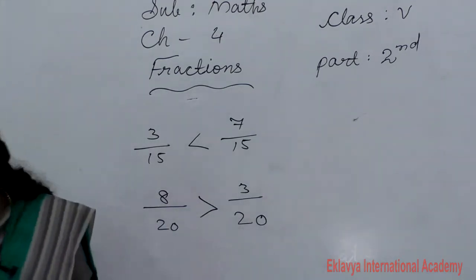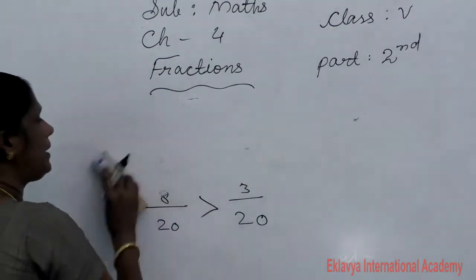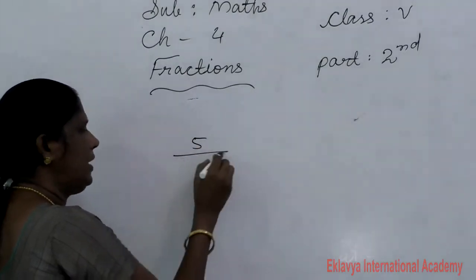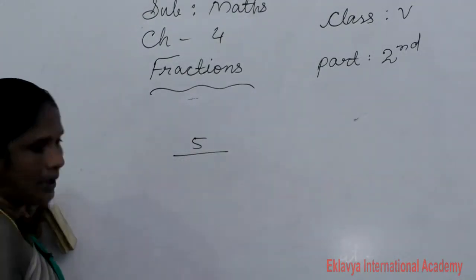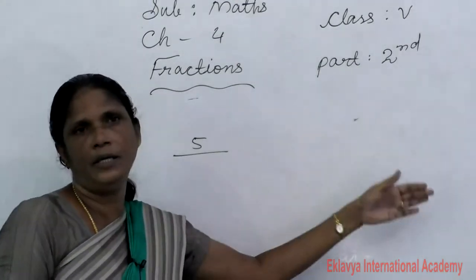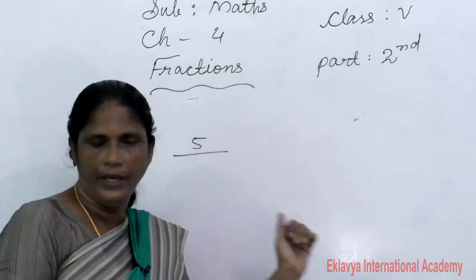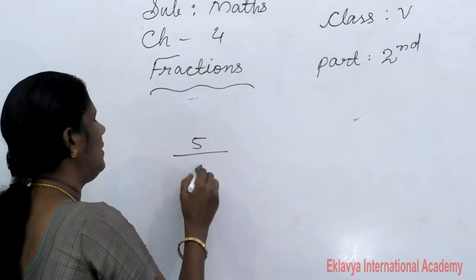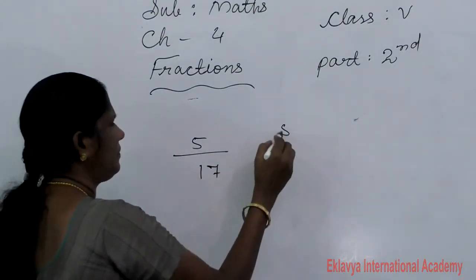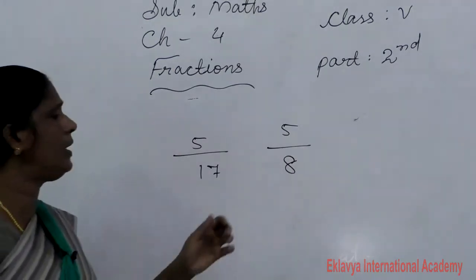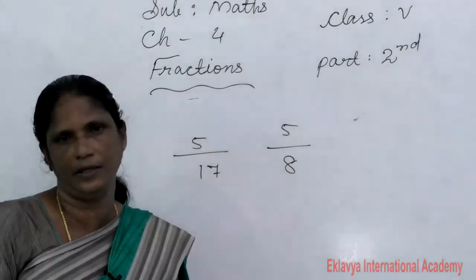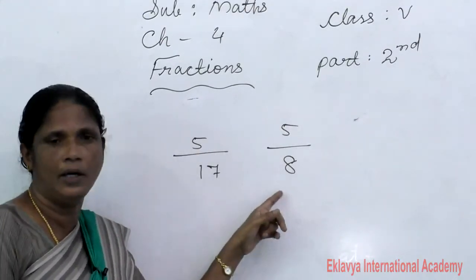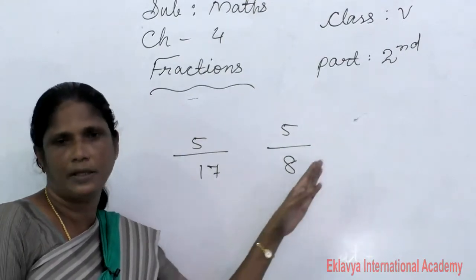Then when the numerators are same, the smaller the denominator, the greater the fraction. When the numerators are same, smaller the denominator is greater.